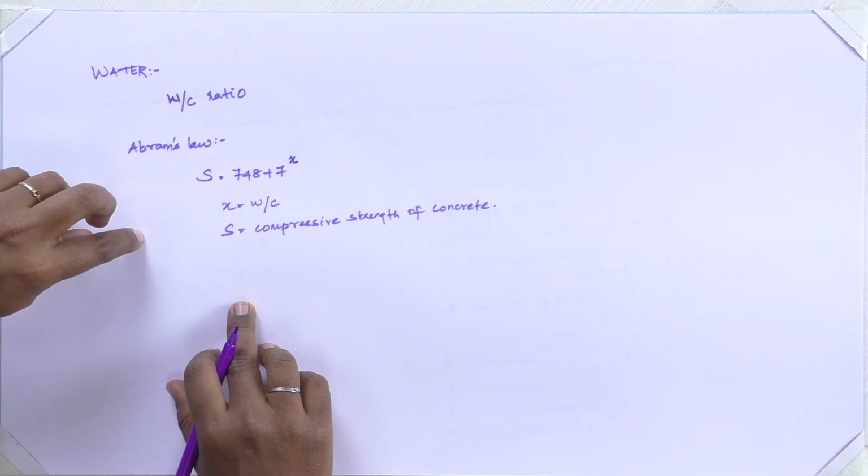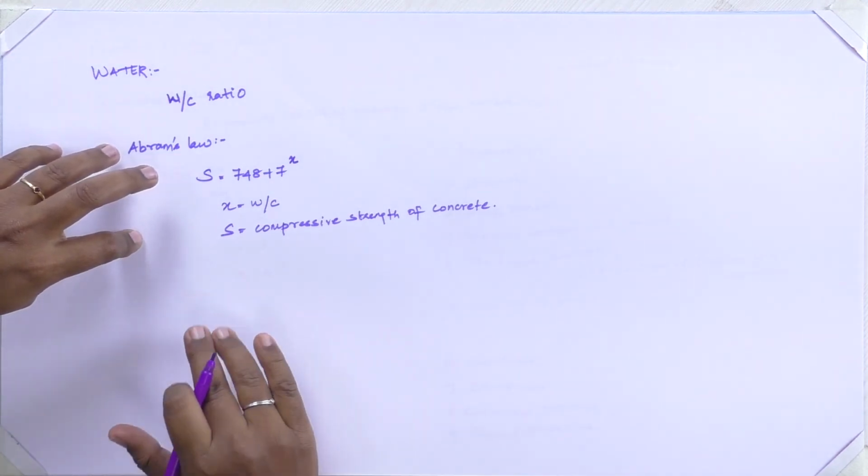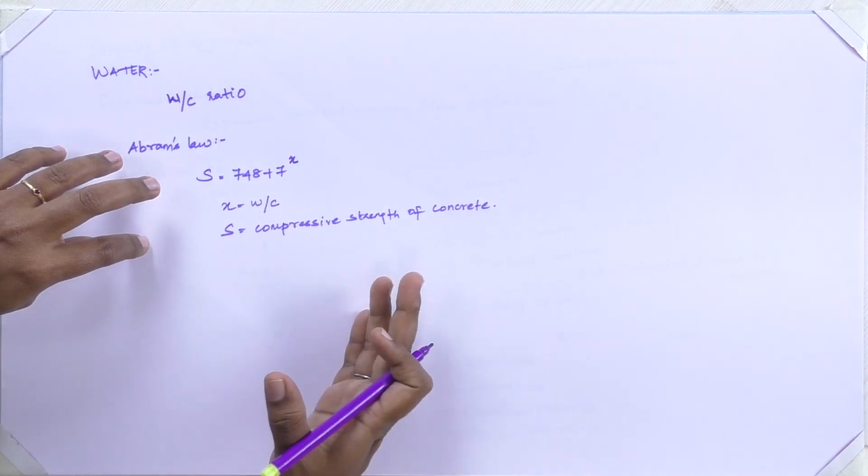So the compressive strength of concrete varies non-linearly with the water-cement ratio, and that is termed Abraham's law. So the quantity of water to be used in concrete for mixing purpose should be within a certain limit, and that is termed the water-cement ratio, that is the weight of water to the weight of cement. Instead of volume, here we are using the weight of water to the weight of cement.